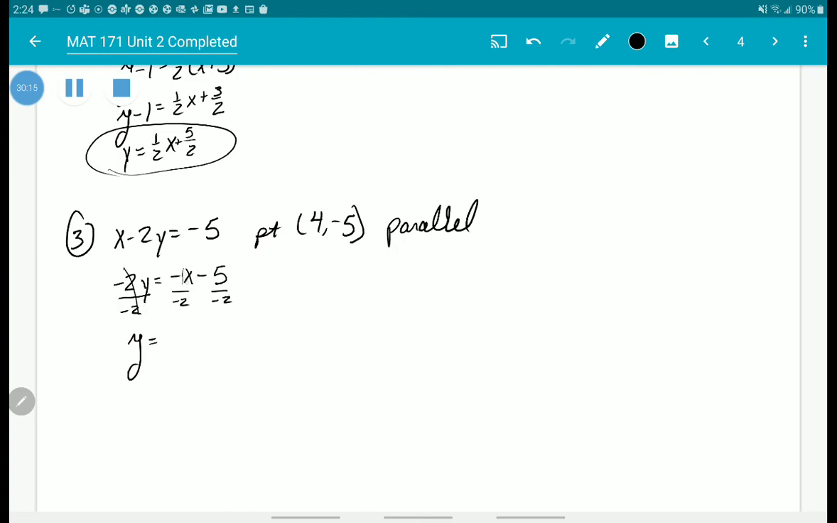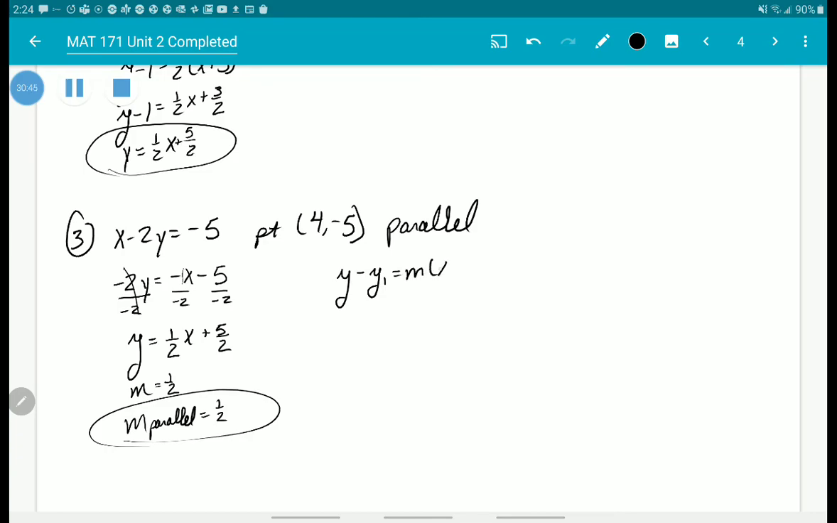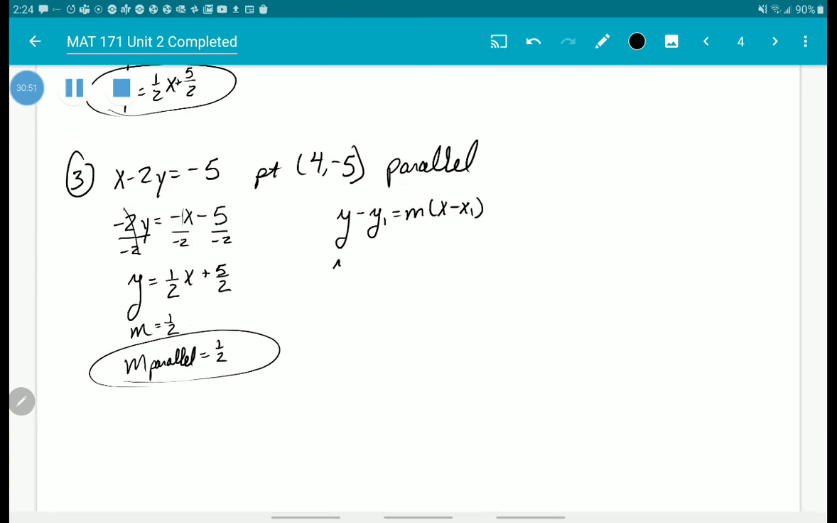So this is understood -1. -1 divided by -2 is a positive 1/2. -5 divided by -2 is going to be a positive 5/2. So we know our slope is 1/2. We want parallel. Remember, parallel lines have the same slope, so we're going to use a 1/2 for that. Now we have enough information to substitute into our formula. So we have y minus y1 equals m times x minus x1.